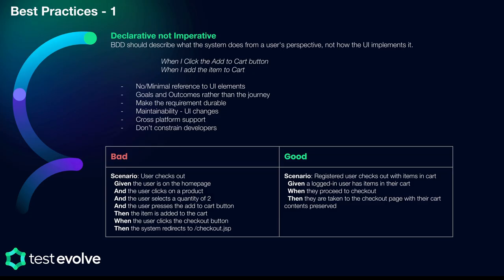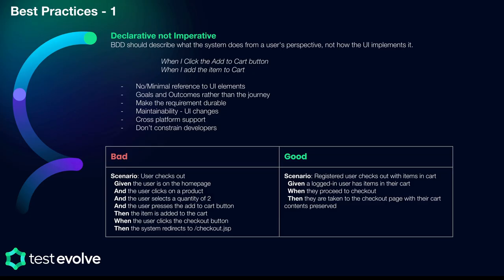Design changes are quite likely, especially in an agile team. And there might also be cross-platform requirements. So, for example, these same scenarios could apply to a mobile app as well as a web page. And in a mobile app, you don't click a button, you press a button or tap a button. We want to rule out these things. We don't want to incorporate any of that into our BDD scenarios.